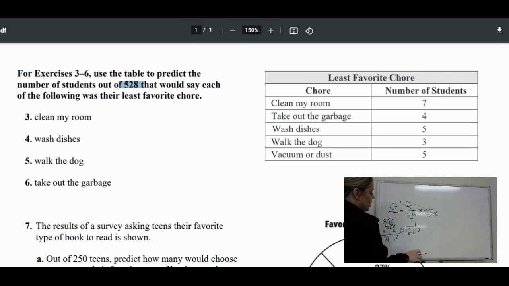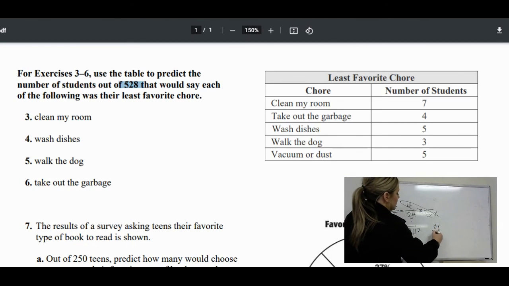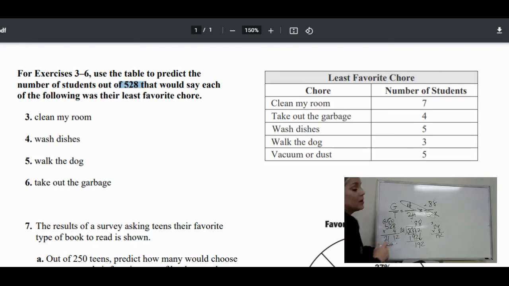Okay, it will go in there. Oh, not one time, sorry. We're going to say probably 8. Let's see, because if we're looking at it as like quarters, 8 quarters makes $2. So let's do 24 times 8. Let's see what we get. 192. That's pretty close. Okay, so let's do 8, 192. That's going to be 9, 1, 2. Look, 88. So this one is 88 students. So we could predict that 88 students, if we surveyed 528, would hate to take out the garbage.